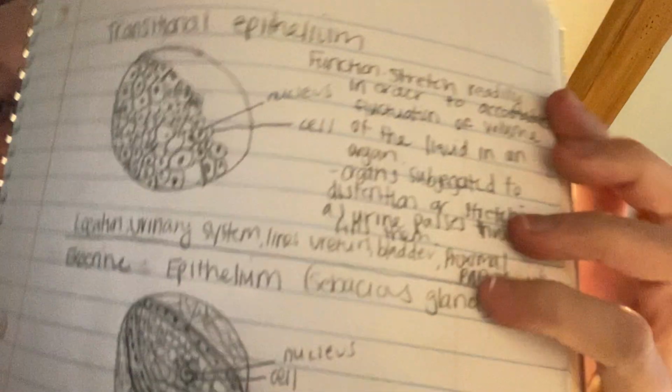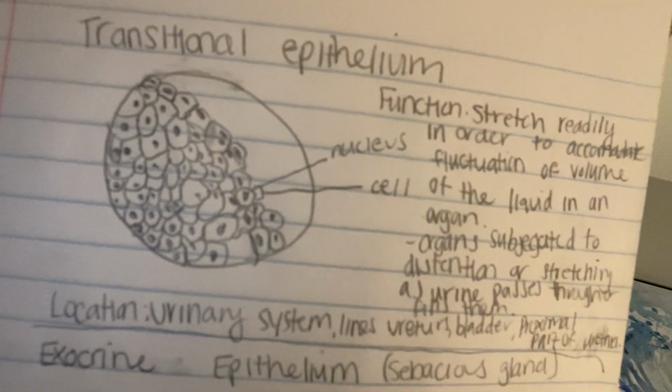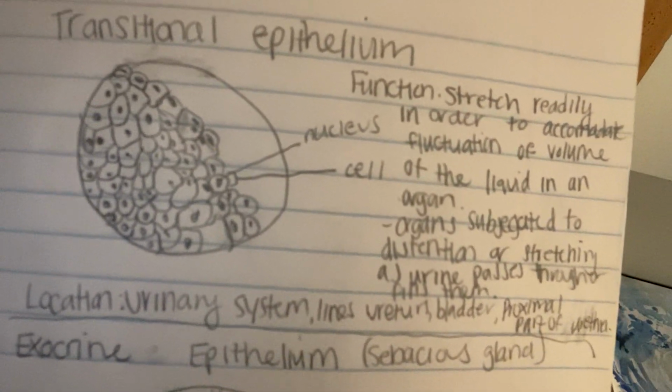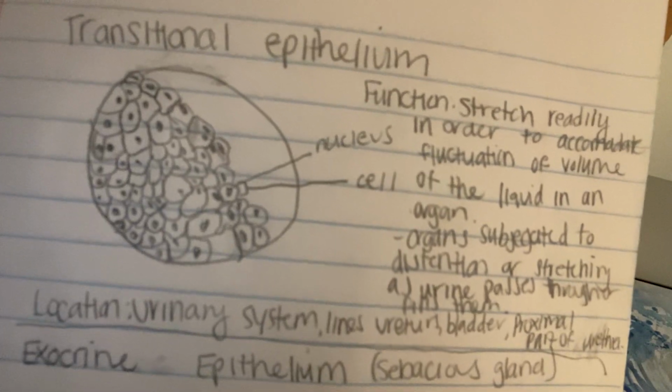In our last two, we have transitional epithelium, and so this is an image of it, and you can see those nuclei, they're not the same size, but they're fairly round cells. And so the function is it stretches readily in order to accommodate the fluctuation of volume of the liquid in organs. So this is very common in the urinary tract, because the organs are subjected to distension or stretching as urine passes through and fills them.